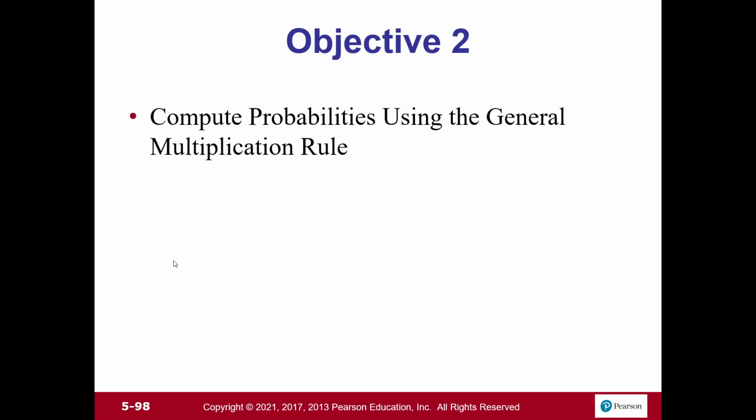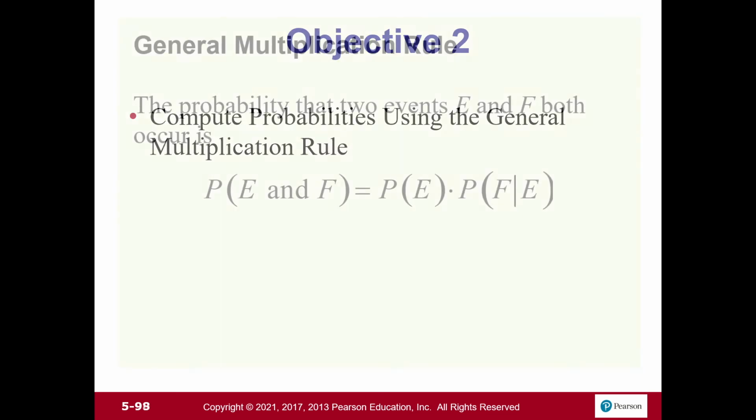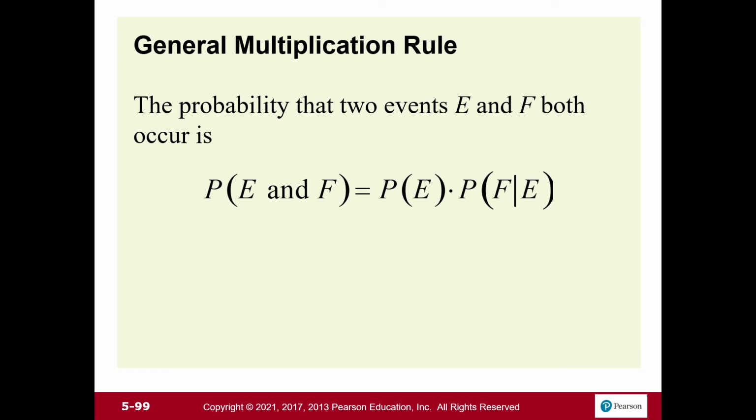Compute probabilities using the general multiplication rule. So here is that general multiplication rule. The probability that two events E and F both occur, the probability of E and F, is equal to the probability of E times the probability of F given E.